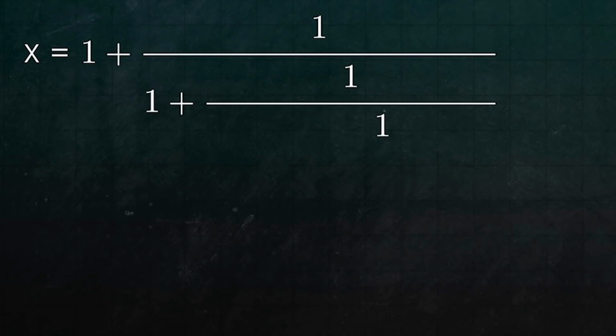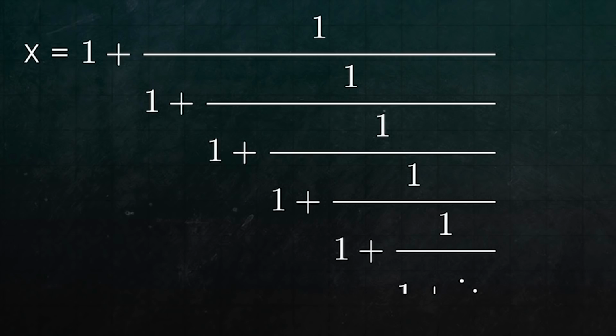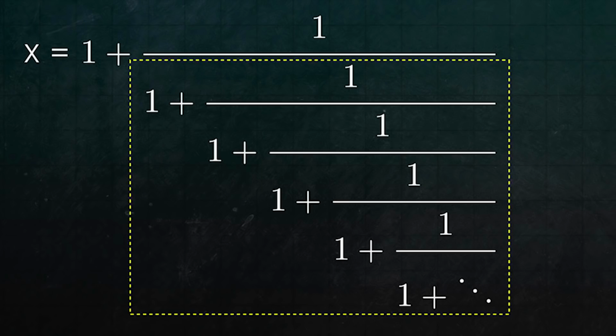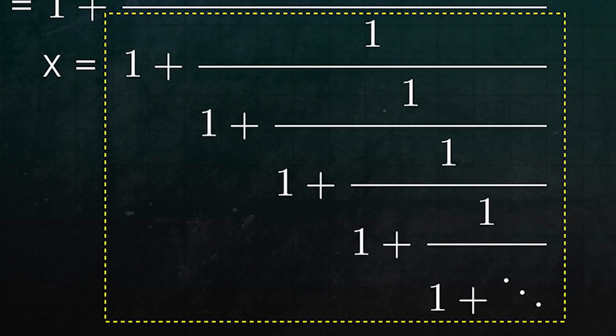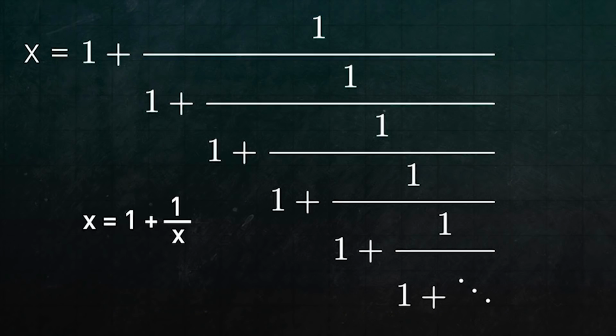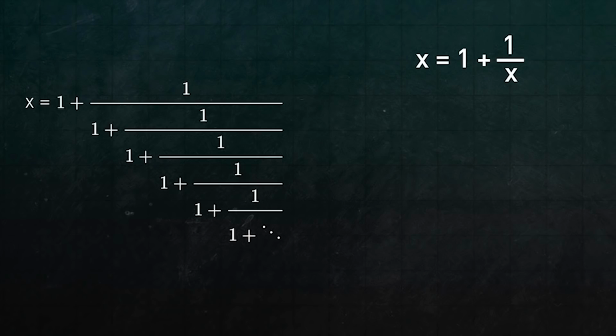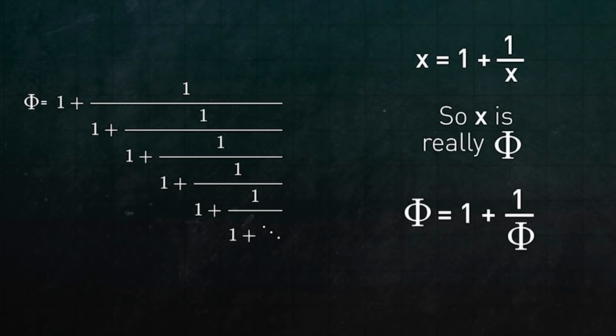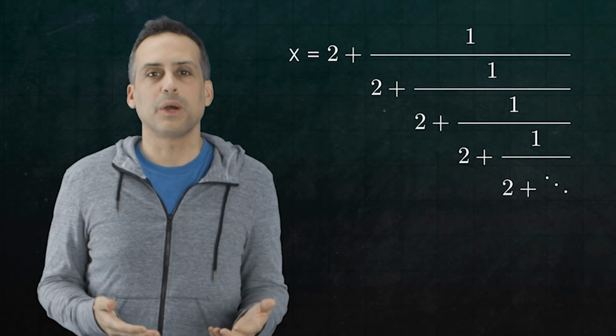For example, 1 plus 1 over 1 plus 1 over 1 plus 1 over 1 plus, and so on, just infinite ones all the way down the chain. What number x does this correspond to? Well, notice that if we zoom in on the first denominator and blow it up, it looks identical to the entire continued fraction. So whatever x is, it's apparently equal to 1 plus 1 over x. But wait, that's just the defining equation for phi. That's pretty neato. Okay, what if we had 2's all the way down?